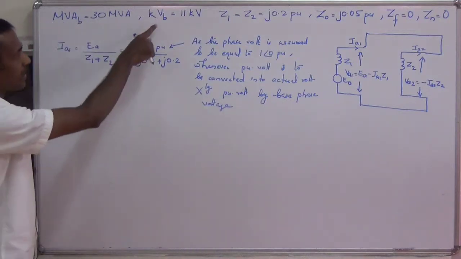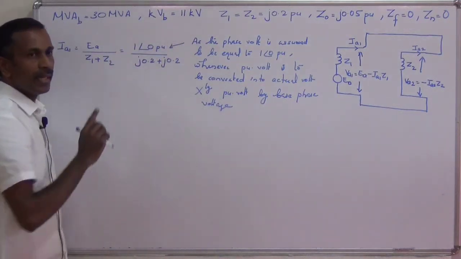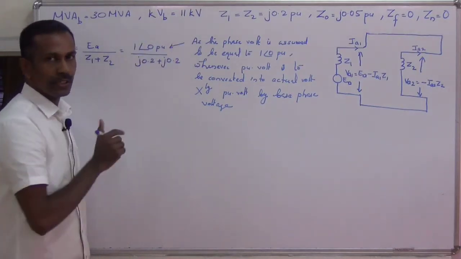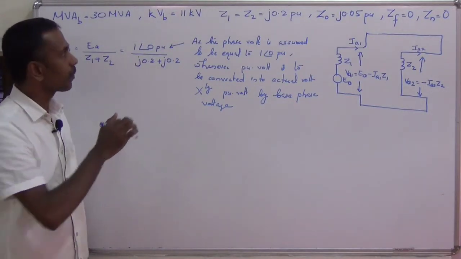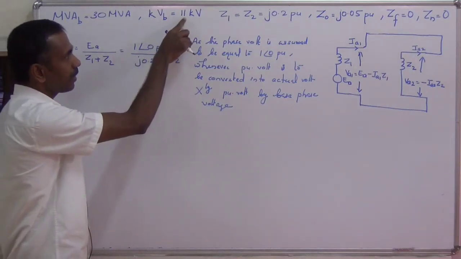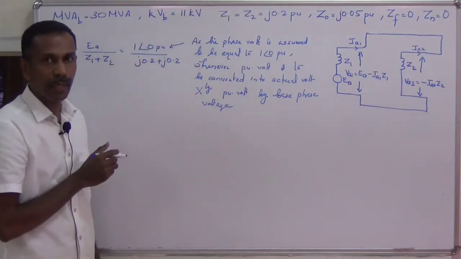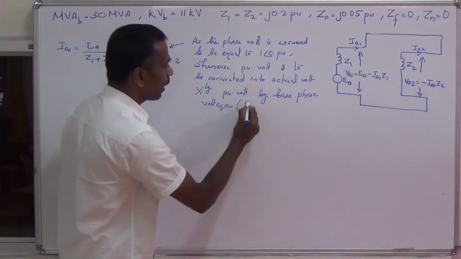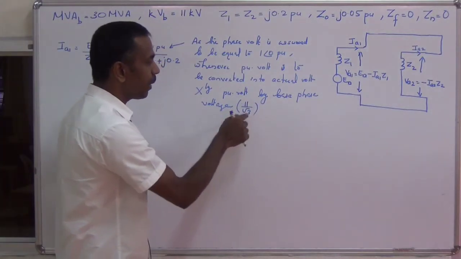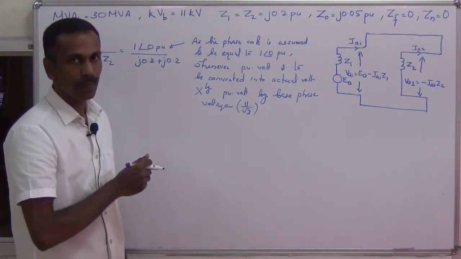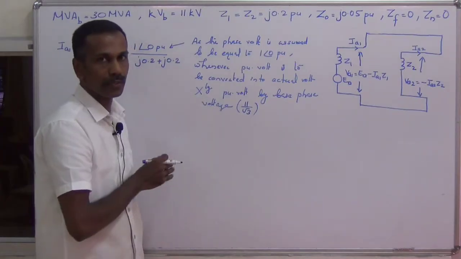This base voltage is line voltage. In the case of a three-phase problem, the voltage given in the question will be the line voltage. So this base voltage is the line value. The phase voltage is 11 divided by root 3. So you have to multiply the per unit voltage by 11 by root 3, or the base phase voltage, in order to get the actual voltage.